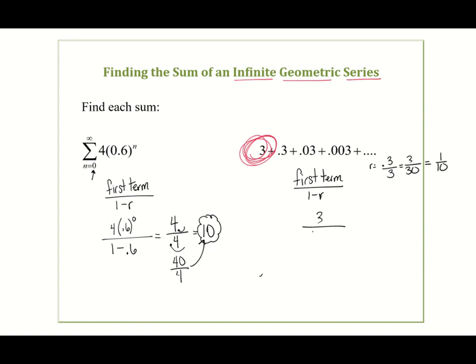So I have 1 minus 1/10. And I can do a little bit of work. This is 3 over, if I come up with a common denominator, I have that for my denominator. Keep working. I end up with 3 over 9/10, which we all know is 3 times 10/9. We copy, switch, flip, and we do some canceling here, and we find out that our sum in this particular case is 10/3.